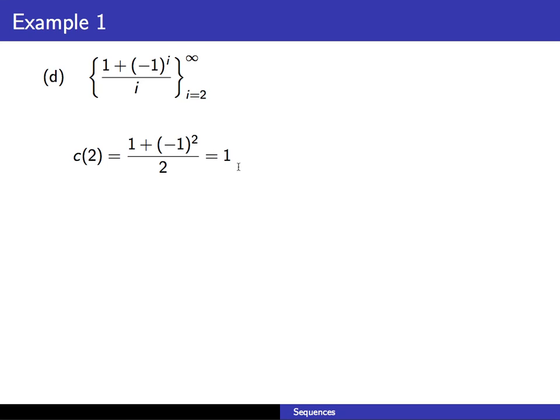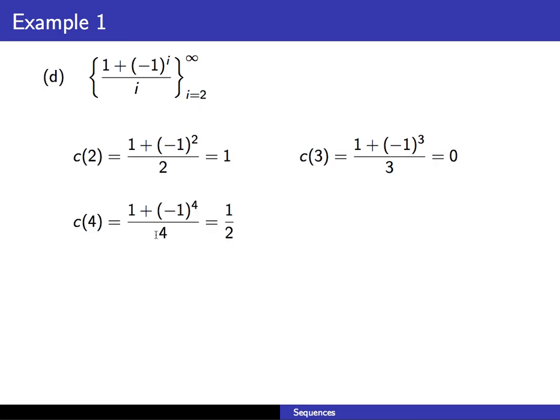Well, I should have probably made this d of 2, but that's okay. We end up with 1. And then when we go to 3, we get 0. Plug a 4 in, we get 1/2. And plug a 5 in, we get 0. So our first 4 terms are 1, 0, 1/2, 0. So again, just here's where you start. And in this case, we only have to go up to 2, 3, 4, and 5.